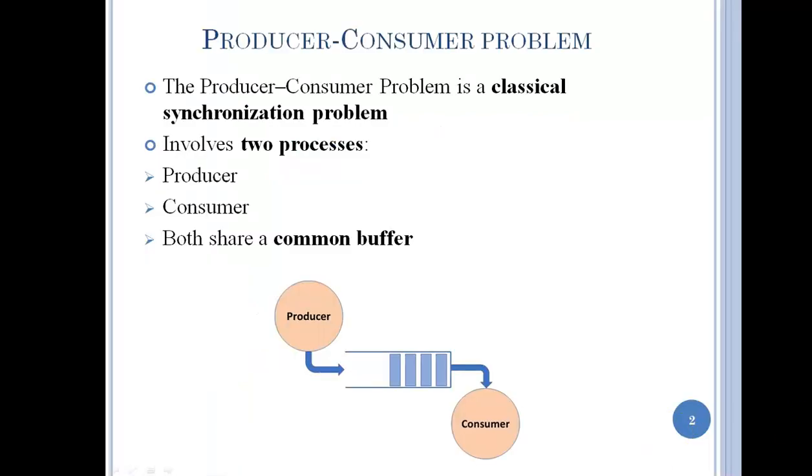What is a producer-consumer problem? A producer-consumer problem is a classical synchronization problem. It involves two processes, a producer process and a consumer process, and they both use a shared common buffer.